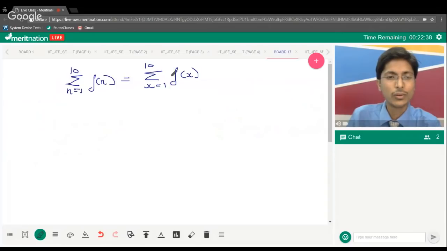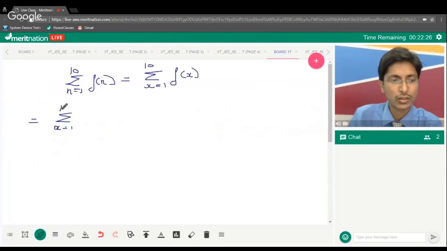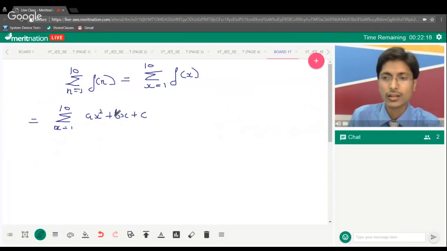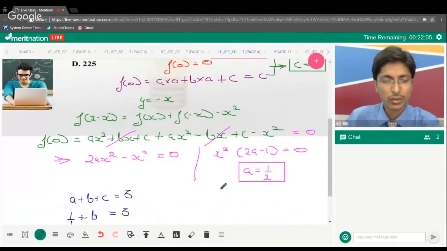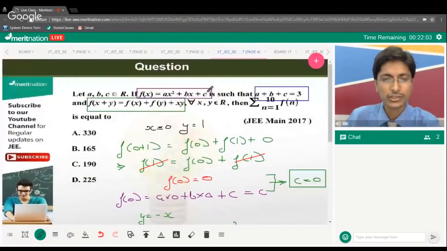Now what is f(x)? f(x) is equal to ax squared plus bx plus c. So this will be equivalent to summation of x equals to 1 to 10 of ax squared plus bx plus c. We know the values of a, b, and c. So this will be equal to summation of x equals to 1 to 10. a is 1 by 2 and b is 5 by 2 and c is 0.